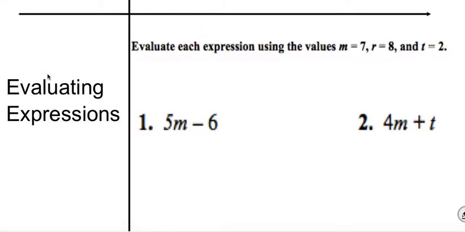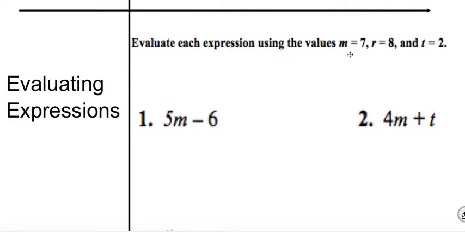So, in this case, what I'm going to know is that I have values over here for my variables. I am told that I have m equal to 7, r equals 8, and t equals 2. I come down to my very first problem and I notice that I have the variable m. I notice that the m and the 5 are right next to each other, and I remember mathematically that means to multiply. So really what I have here is 5 times m.